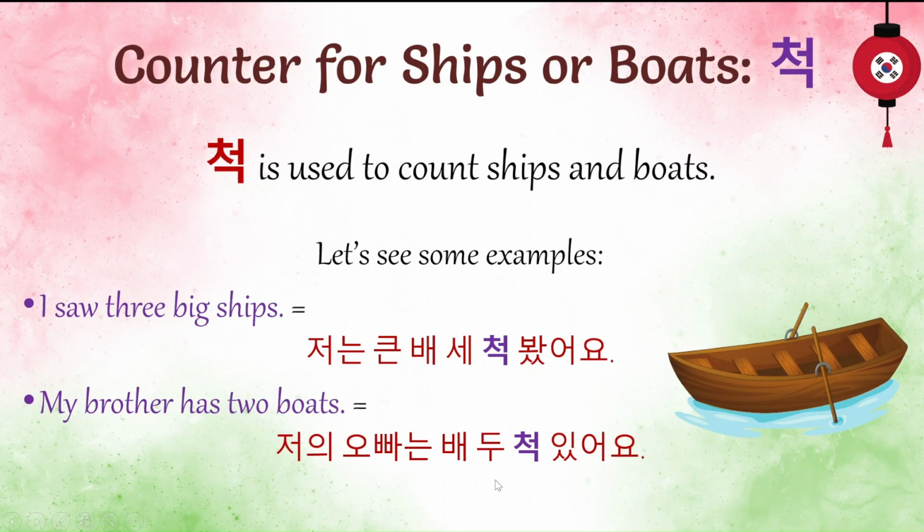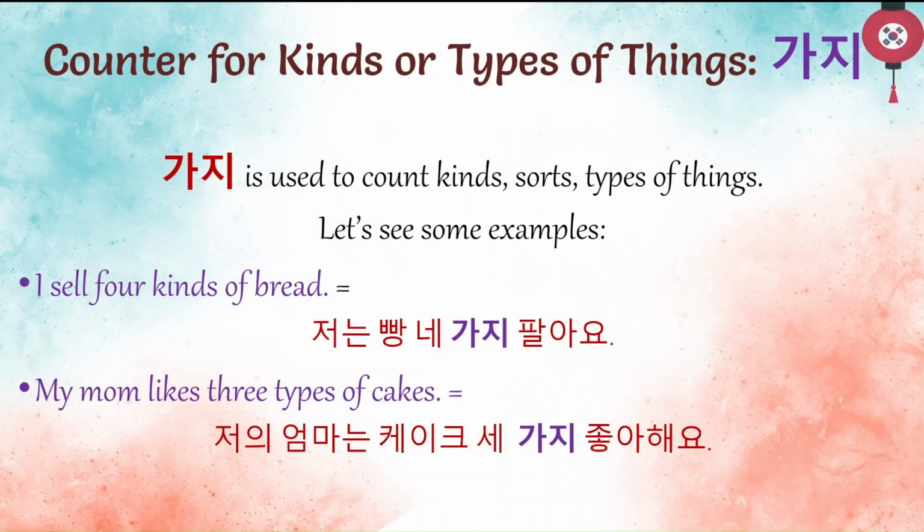Now let's look at the next counter word, and that is the counter for kinds or types of things. And that is 가지. Now, 가지 is used to count kinds or sorts or types of things. Now, I know this definition could be a bit confusing. So let's jump on to the examples to understand how to use this counter.